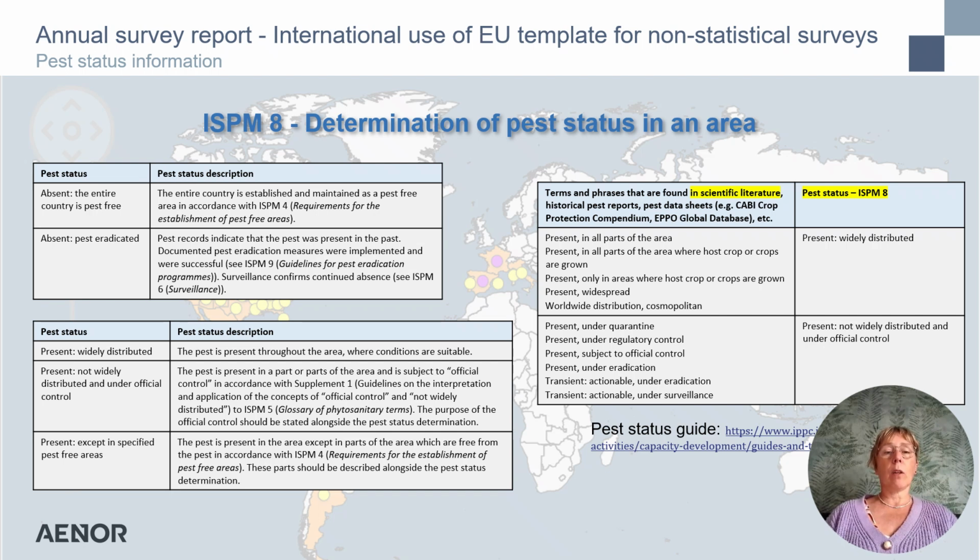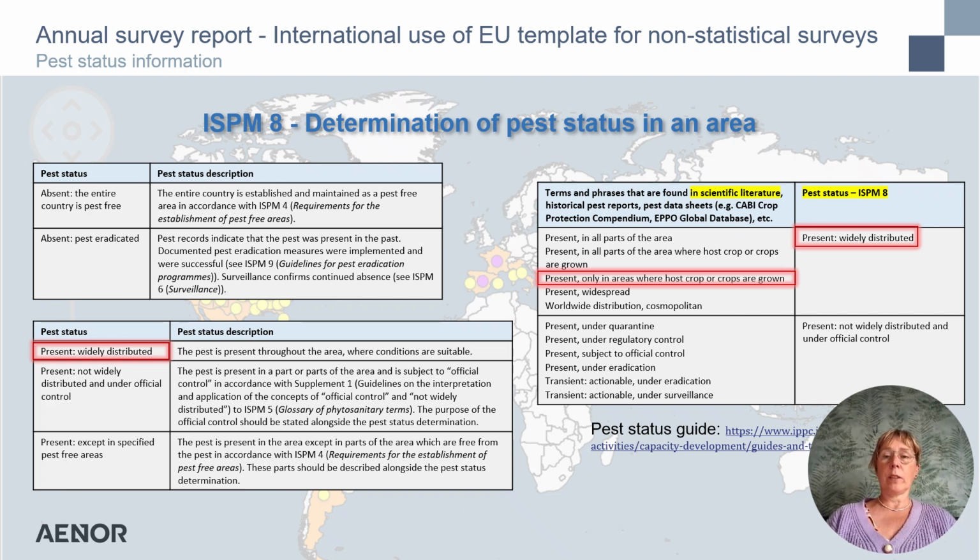The right-hand column suggests a possible equivalent pest status category from ISPM 8. For example, if in a historical pest report the status present only in areas where host crops are grown is mentioned, the equivalent pest status according to ISPM 8 is present, widely distributed.